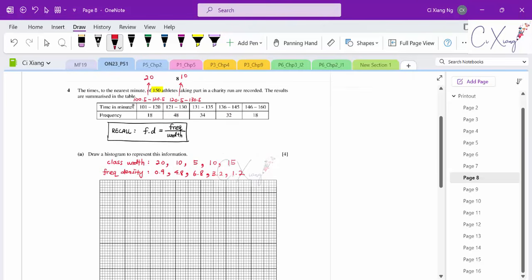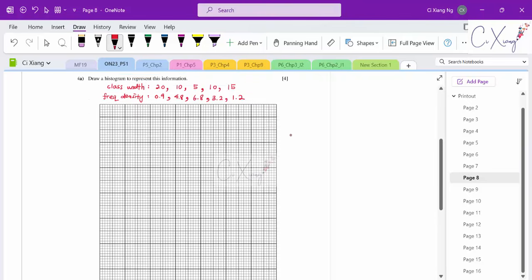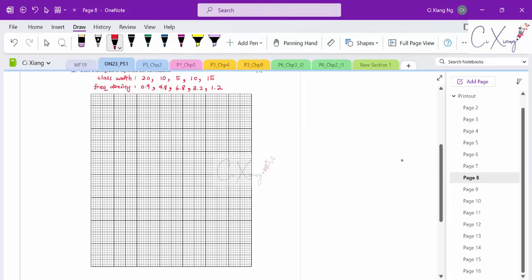Once we complete the calculation for frequency density, then we can start sketching the graph. First of all, my lowest class boundary is 100.5 and my highest class boundary is 160.5. There are many ways that you can sketch your diagram. Personally, I prefer to draw all the classes on the main line. So I am going to put the main line here as 100.5, which is the starting class boundary for my first class. Then after that, I will make everything in steps of 0.5. So this one is 110.5 and so on.